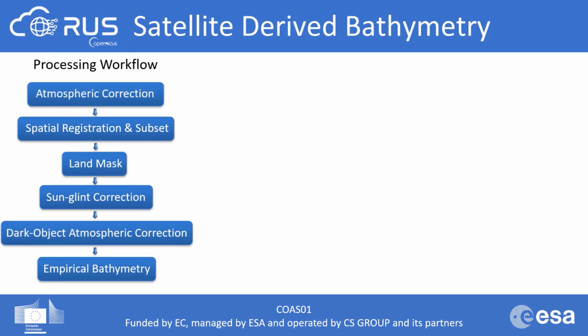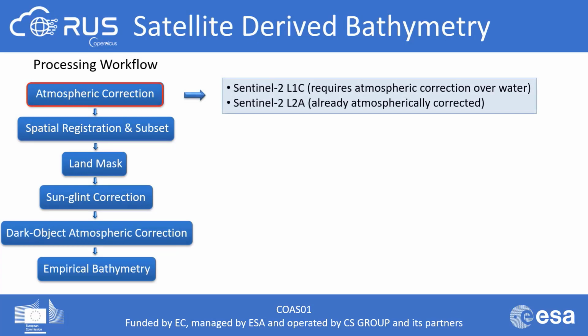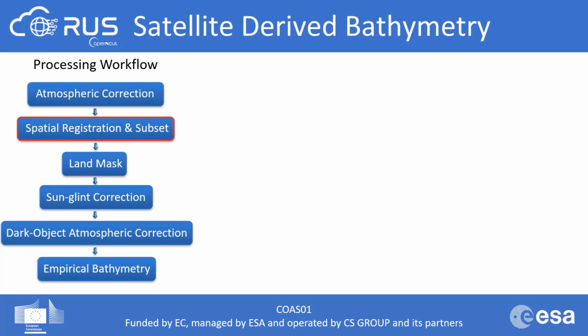Okay, here we have the processing workflow we will use in order to derive the bathymetry. First, we need to atmospherically correct a Sentinel-2 level 1C product over water, or we need to use a level 2A product which is already atmospherically corrected, which will be our case. Next, we need to resample all bands into the same spatial resolution and subset the original image, keeping only the region of our interest in order to save processing time and resources.